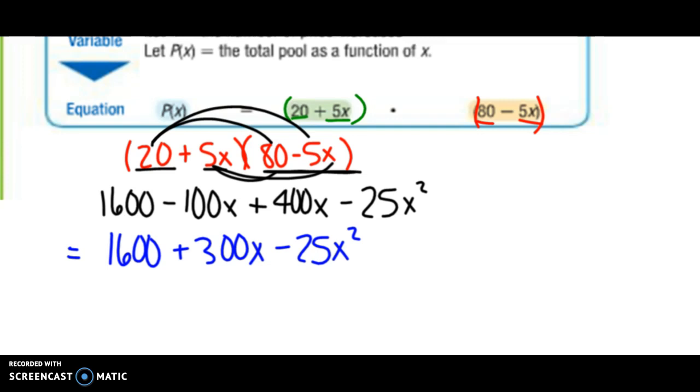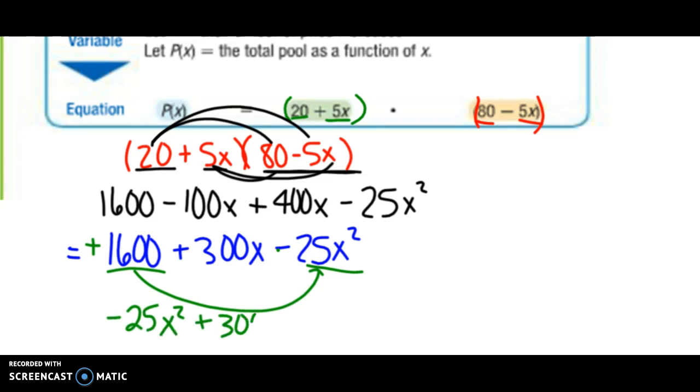Now, this isn't in standard form because our x squared is at the end. So if I wanted to move it around, I basically take this one and switch them around, making sure the signs are the same. Since this is a positive 1600 and this is a negative 25x squared, it's going to be negative 25x squared plus 300x plus 1600. So that's my equation for profit.